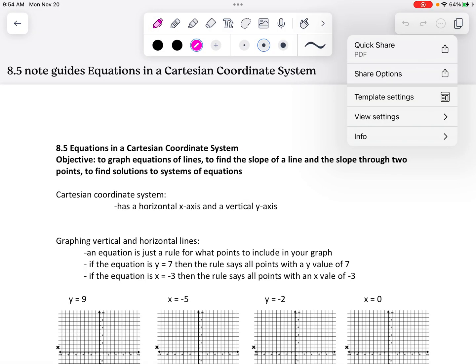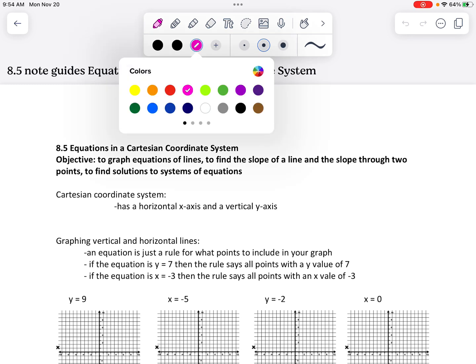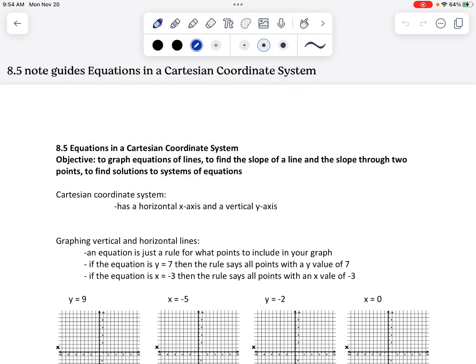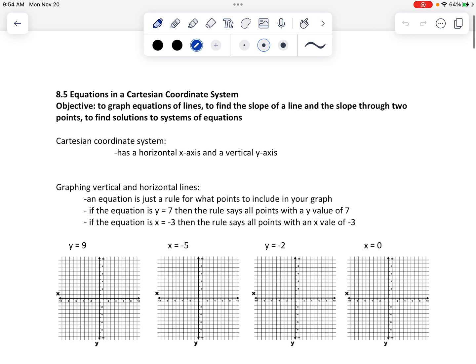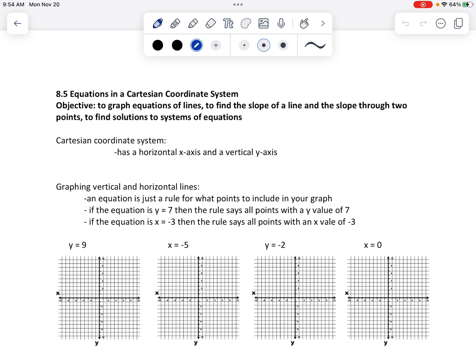Hello everyone. Here are our notes on 8.5, equations in a Cartesian coordinate system. Our objective today is to graph equations of lines, to find the slope of a line and the slope through 2 points, and to find the solution to a system of equations.